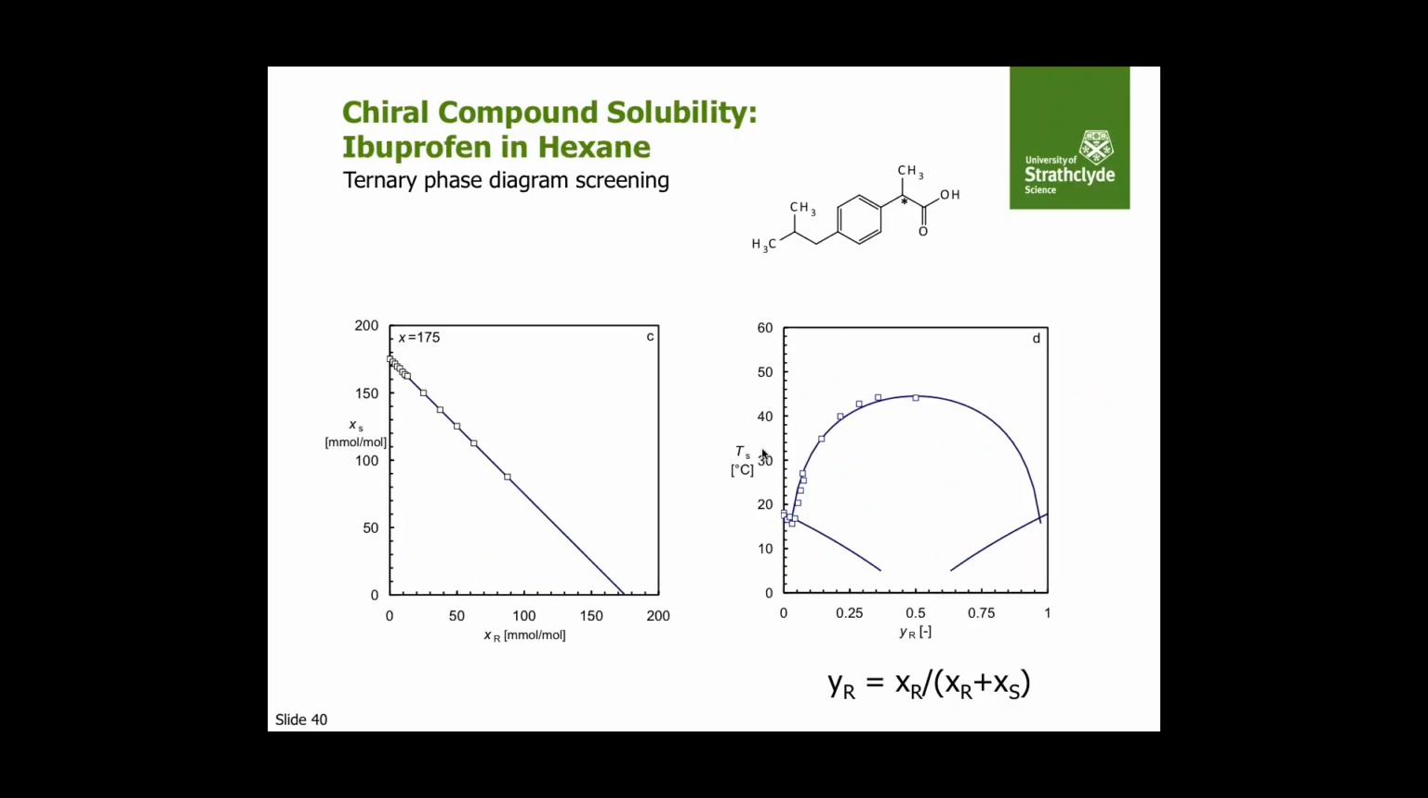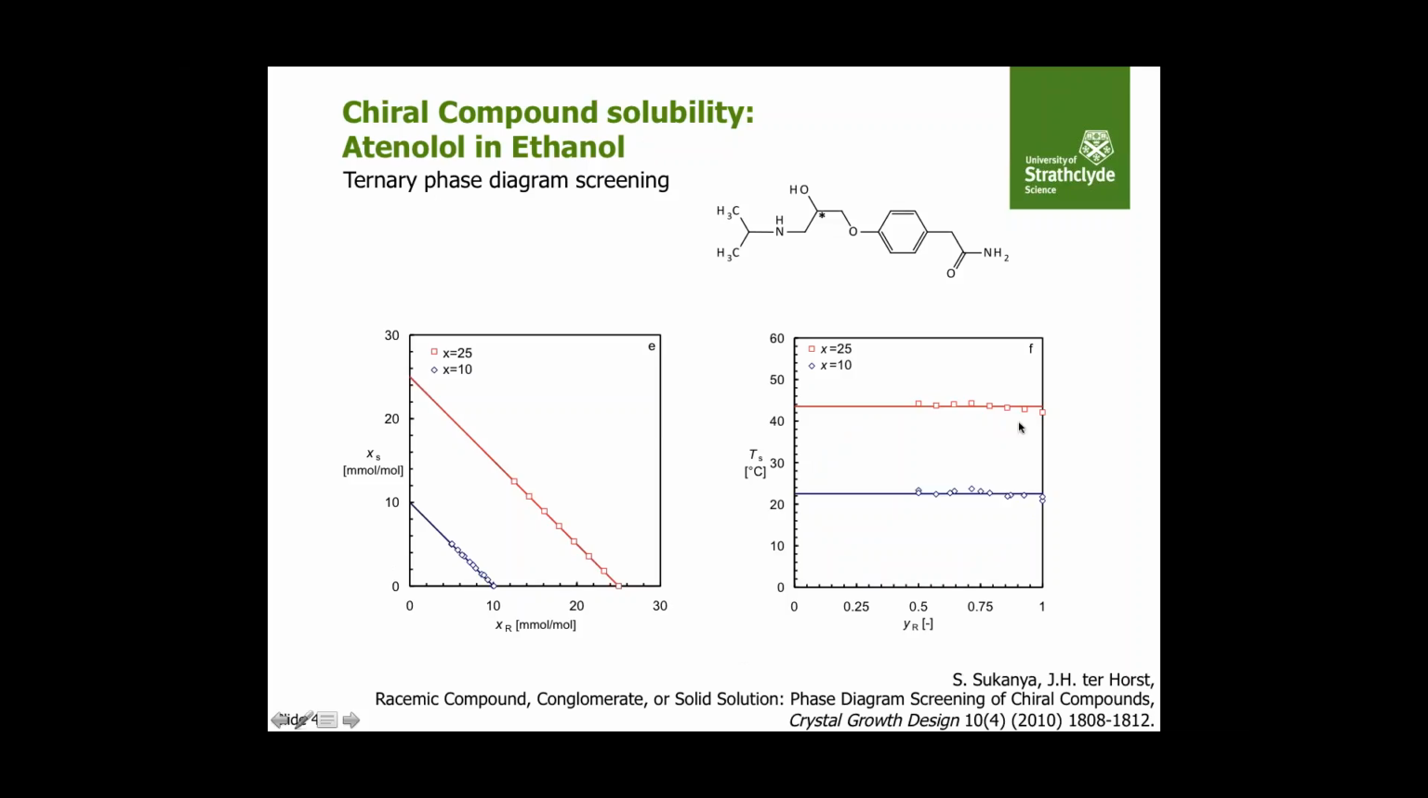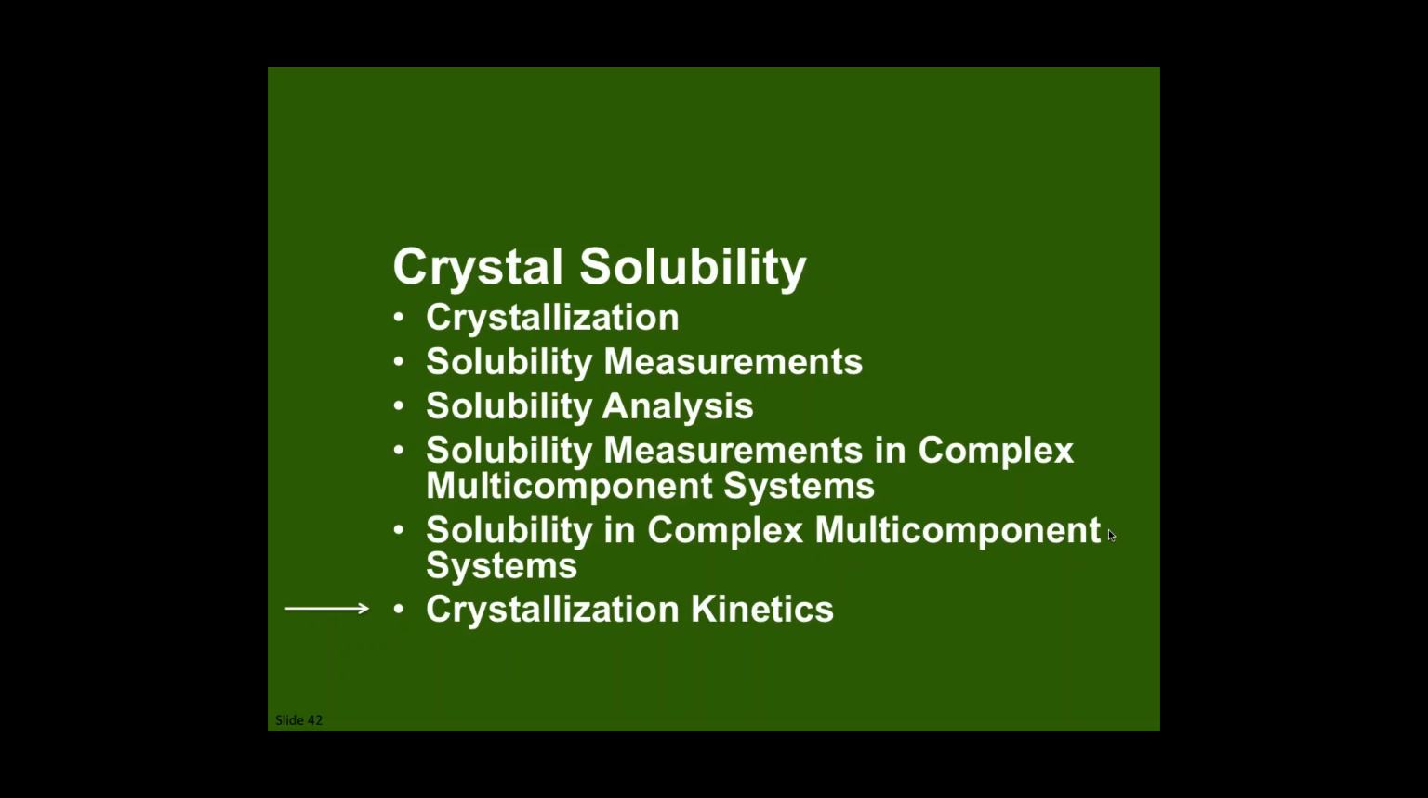In another case, ibuprofen in hexane, we see a big bump in the middle, which indicates a racemic compound. And then for atenolol in ethanol, we see a horizontal line as a function of the solvent-free enantiomer fraction, which indicates a solid solution. So that was measuring solubilities in complex multi-component systems and their issues.